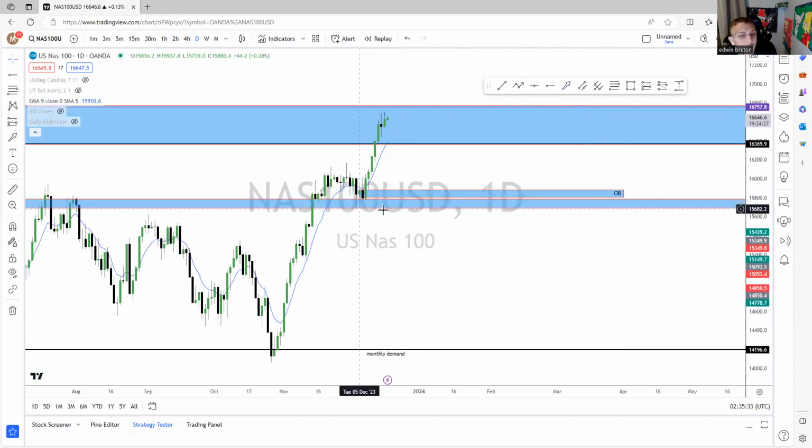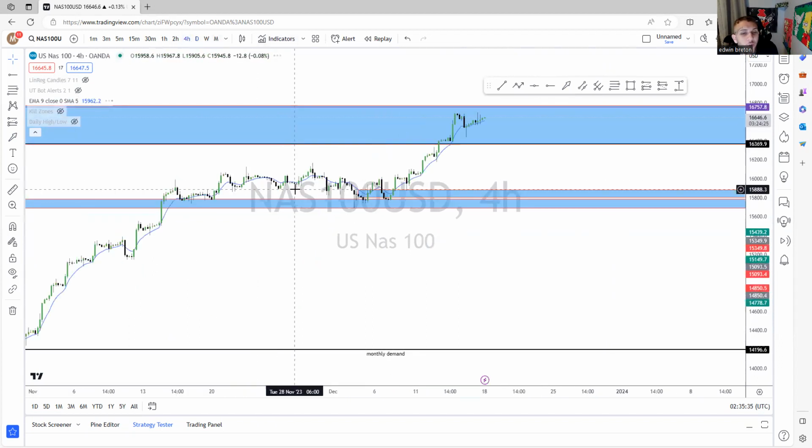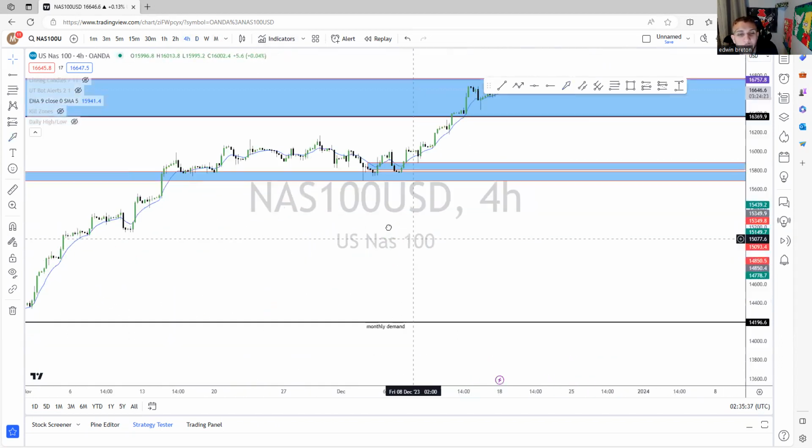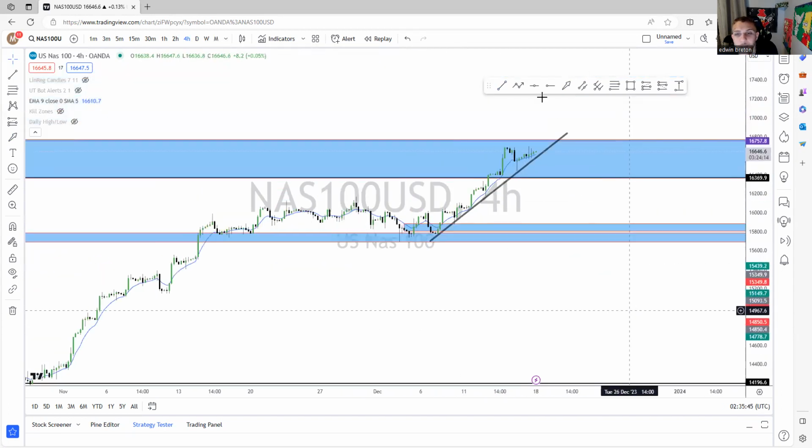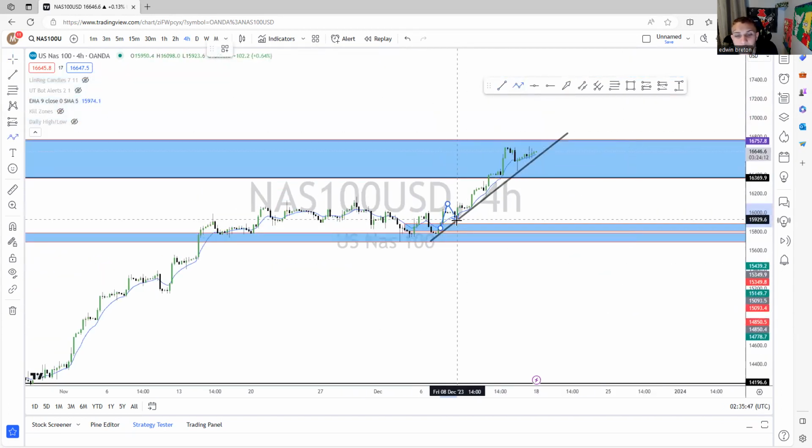So got that here. Now let's go into our 4-hour time frames, and we can see we do have a trend line going on our 4-hour time frames. So we can watch out for this trend line, right? Bullish trend. As we can see, market is creating higher highs, higher lows, higher highs, higher lows, right? We are at a ceiling.